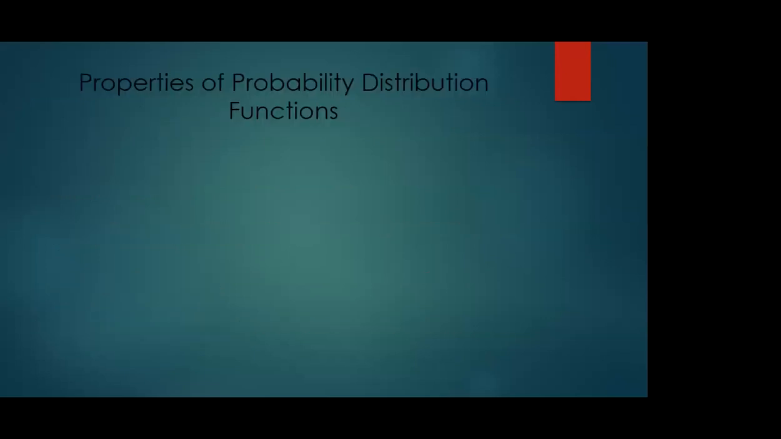So now we're going to be looking at the properties of probability distribution functions. One, each probability must be greater than or equal to 0.